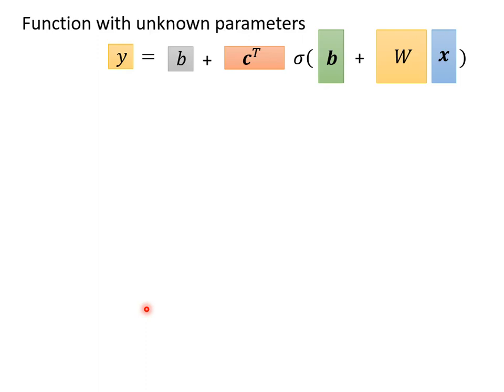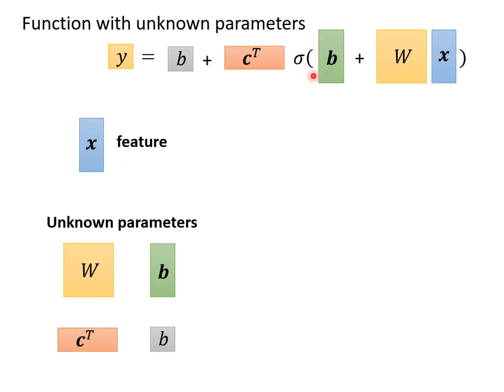Okay. Next. Before we continue with how to find these unknown parameters, let us redefine our symbols. The X here is the input feature. Here are W, B, C and another B. Although there are two B's, they are not the same. This one here is a vector, while the other is a scalar. Behold that their background colors are different. This one is in green while that one is in gray, which means they are different.